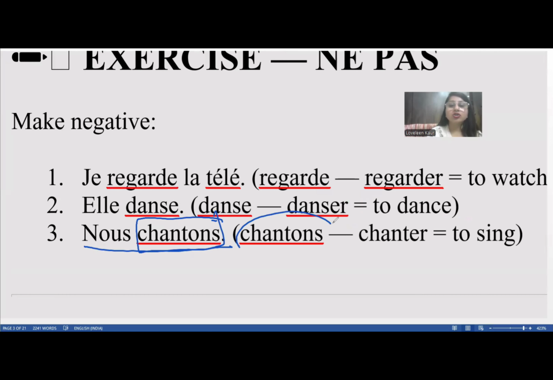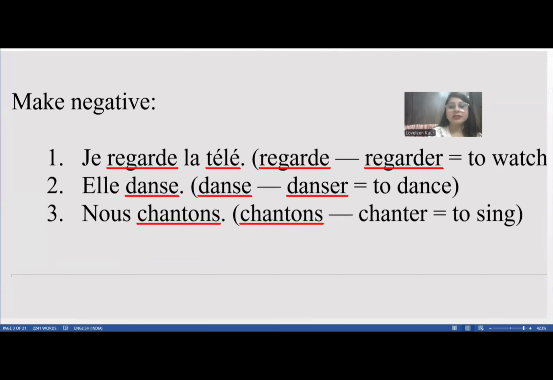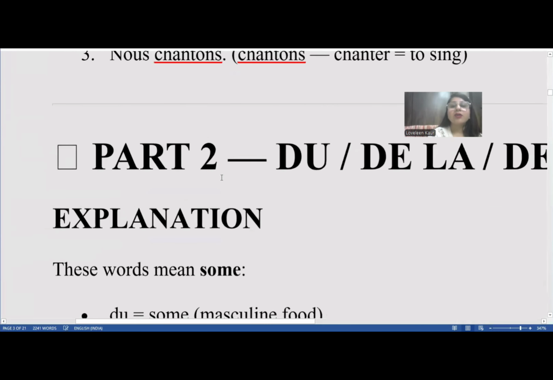And now if we have nous chantons. Chantons is what? Chanter is an er verb, again, meaning to sing. Now, nous chantons means we are singing. Although I have a cold today. Nous chantons, we are singing. So what we'll do? We'll put ne here and pas here. Nous ne chantons pas. We are not singing or we do not sing. All right, so it is a negative sentence. Quite easy, isn't it?